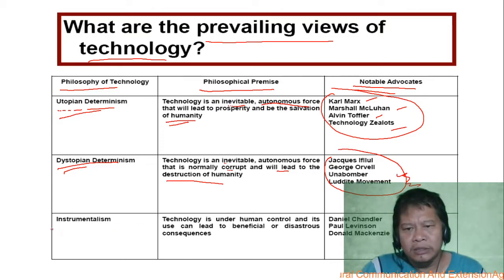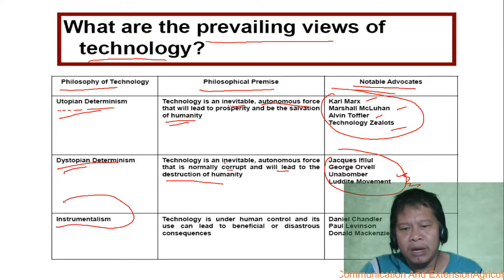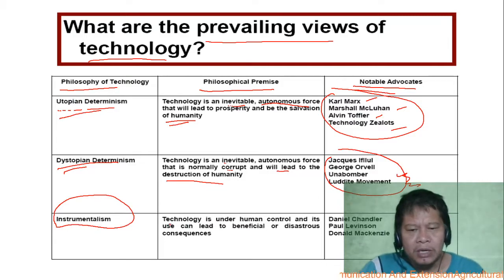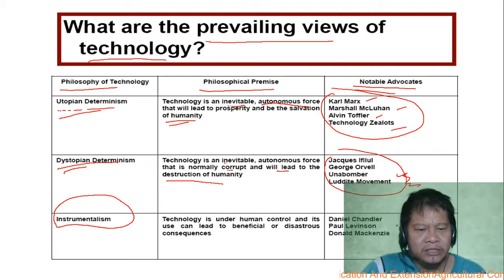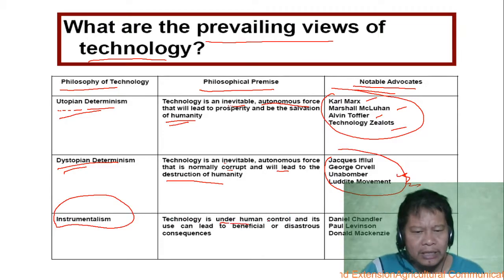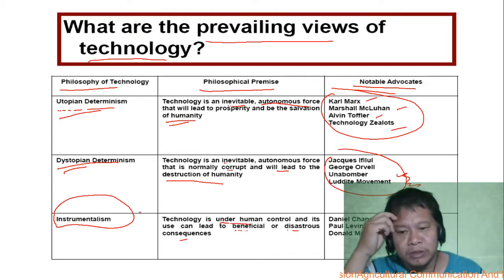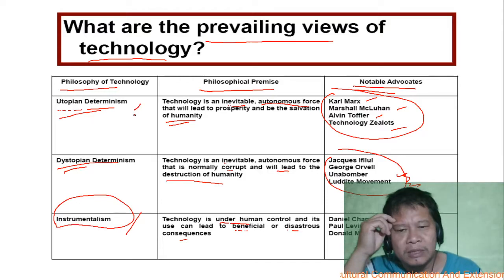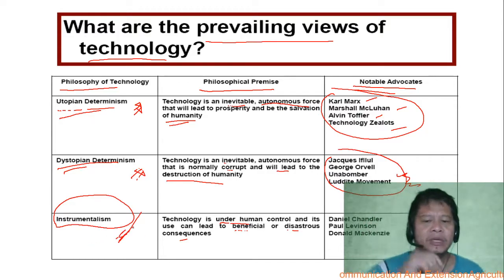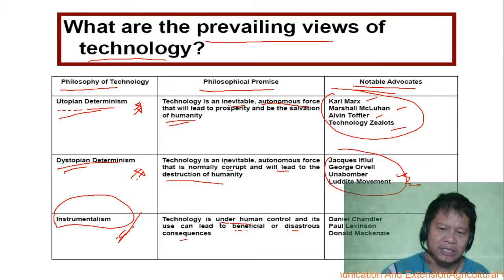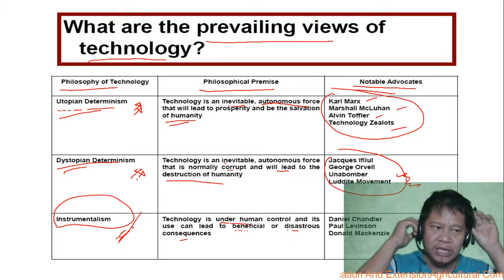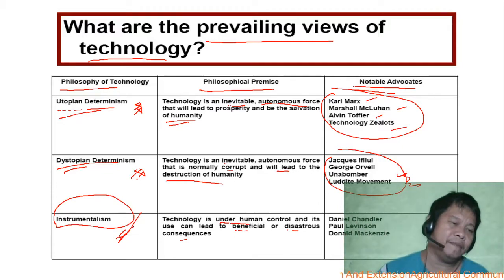And also, there are views or reasoning about technology in terms of instrumentalism. According to instrumentalism, as advocated by Daniel Chandler and Paul Levinson, as well as Donald MacKenzie, technology is under human control, and its use can lead to beneficial or disastrous consequences. I prefer this philosophy of technology based on instrumentalism rather than the absolute kind of thinking. Here we have some control. Technology is under human control, and its use can lead to beneficial or disastrous consequences depending on the type of technology and its effect on either the people or the environment.